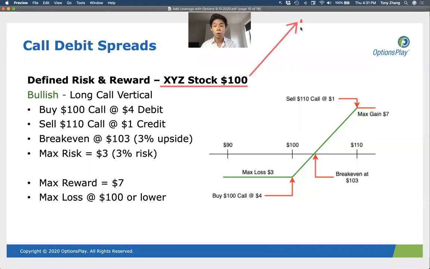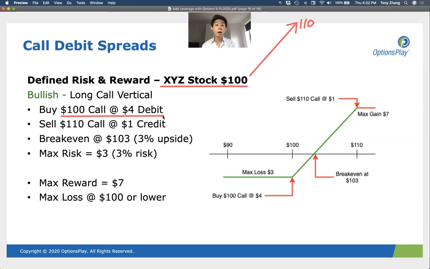Maybe I think it's going to go to 110 for argument's sake, right? So before, we talked about how if I bought a $100 call option and it cost me $4, what that general risk reward looks like, what type of leverage I have, how much risk I have. So now let's get a little bit creative, right? I think it's going to go to 110. But when I buy a $100 call option, what are you doing?